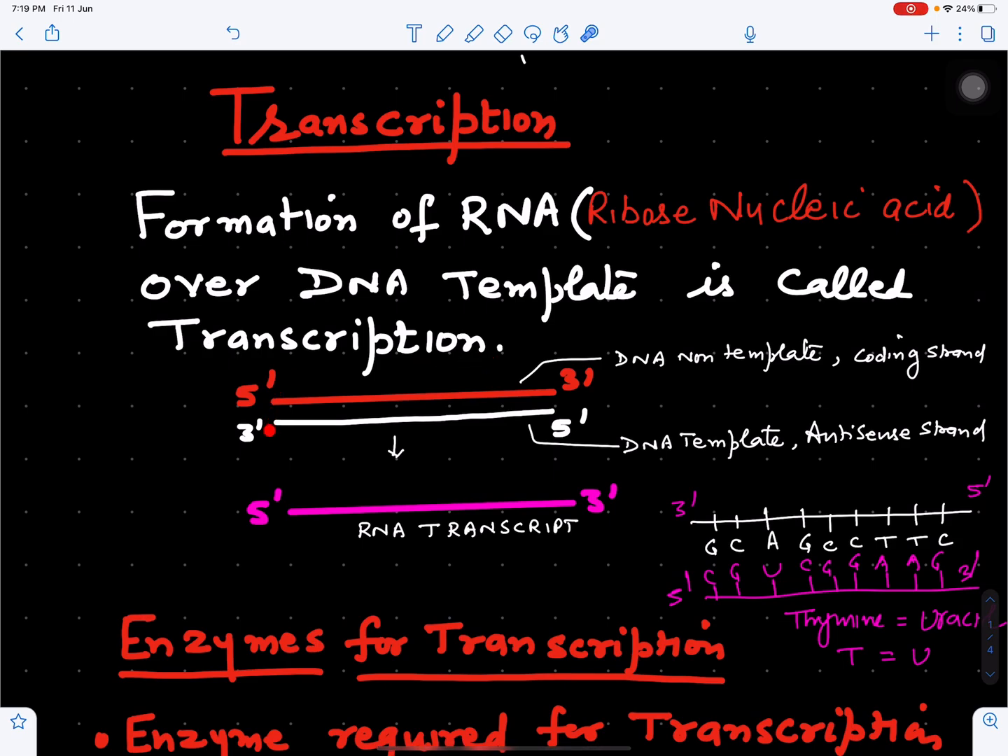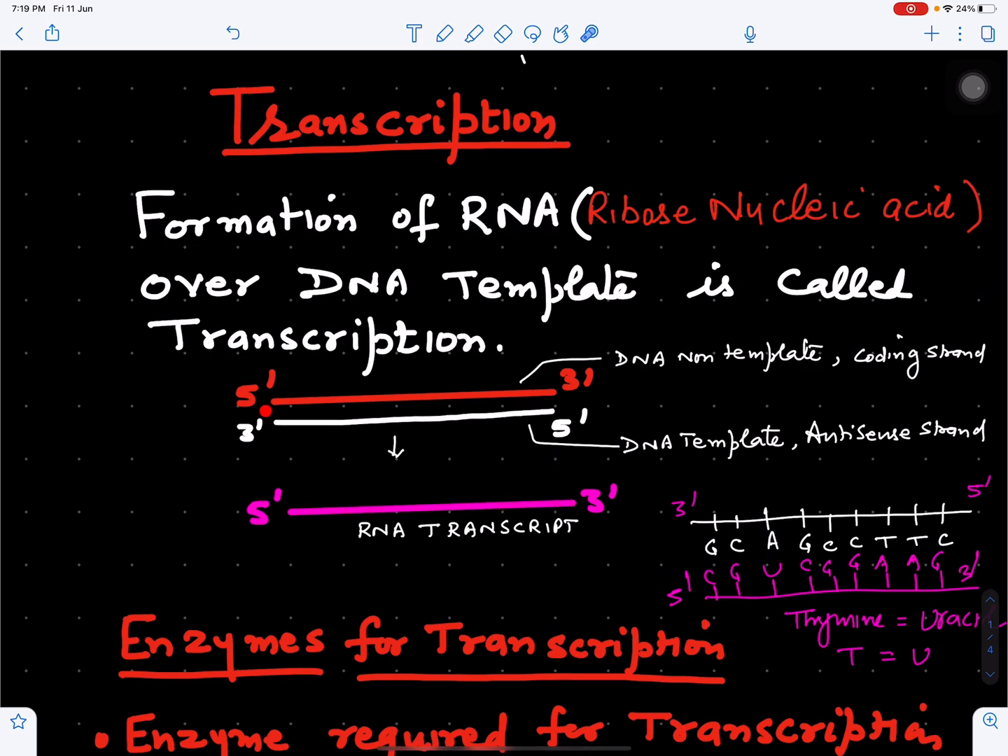Now, this is the DNA strand. DNA is deoxyribose nucleic acid. Its one strand is in the 5' to 3' direction, and its second strand is in the 3' to 5' direction. Out of the two strands, one is called the non-template or coding strand, and the second is called the DNA template or antisense strand. The strand of the DNA running in the 3' to 5' direction is called the DNA template. This is the strand on which RNA will be produced.